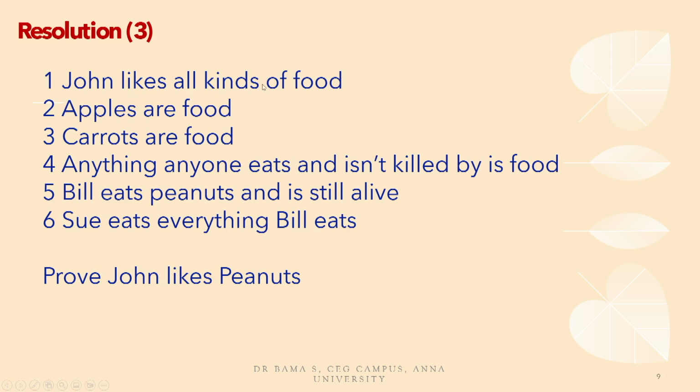So, the set of facts look like this. First one is John likes all kinds of food, second apples are food, third carrots are food, fourth anything anyone eats and isn't killed by is food, 5 Bill eats peanuts and is still alive, 6 Sue eats everything Bill eats. From these we have to prove that John likes peanuts. For this set of facts, the first step would be we have to convert into predicate logic, and from the predicate logic we will convert into CNF and then resolution. Let us start with the first one.